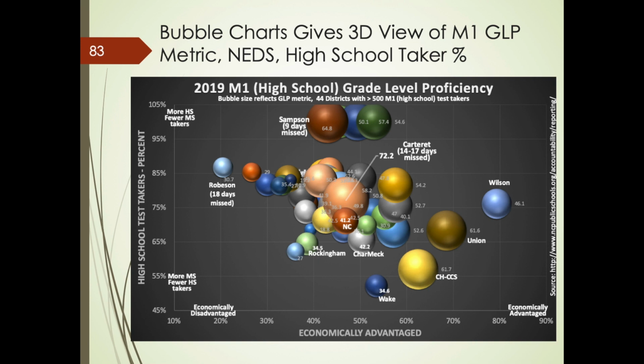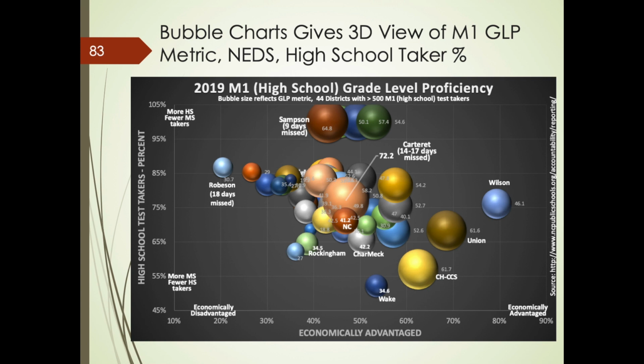So here's Wake County down here with the 34.6 EOC score for M1. Then you see right next to us, Chapel Hill. They scored 61.7 on the M1 metric. That's why their bubble is a lot larger than ours. They are a little bit more advantaged economically as compared to Wake County, because that means they're a little bit more to the right of us on this chart. And we had a little bit more percentage of middle schoolers that took our test than Chapel Hill did, so we're below them on the y-axis.